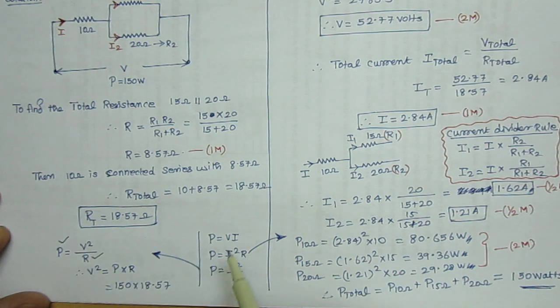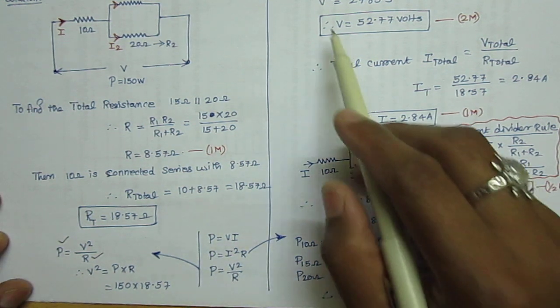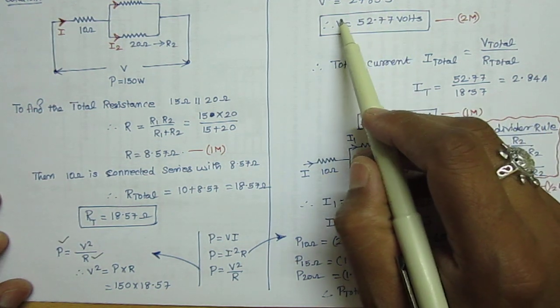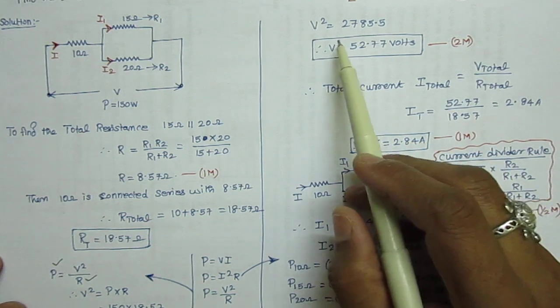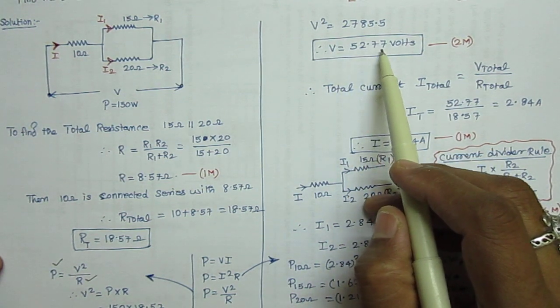So if you substitute in that formula, already we know that P is equal to VI, P is equal to I square R, P is equal to V square by R. So if you substitute the values, we'll get V square is equal to 2785.5. So from this, if you find the value, V is equal to 52.77 volt.